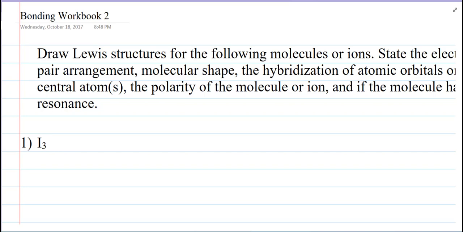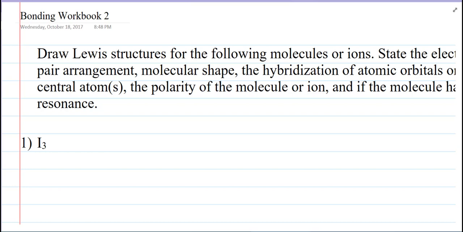Now we're going to do Bonding Workbook 2, continuing on from the last video. And we're going to keep doing the Lewis structures. We're going to talk about the electron pair arrangement, or geometry, the shape, hybridization, of the central atoms, all of them, the polarity of the molecule or ion, if it is, and if there's resonance or not.